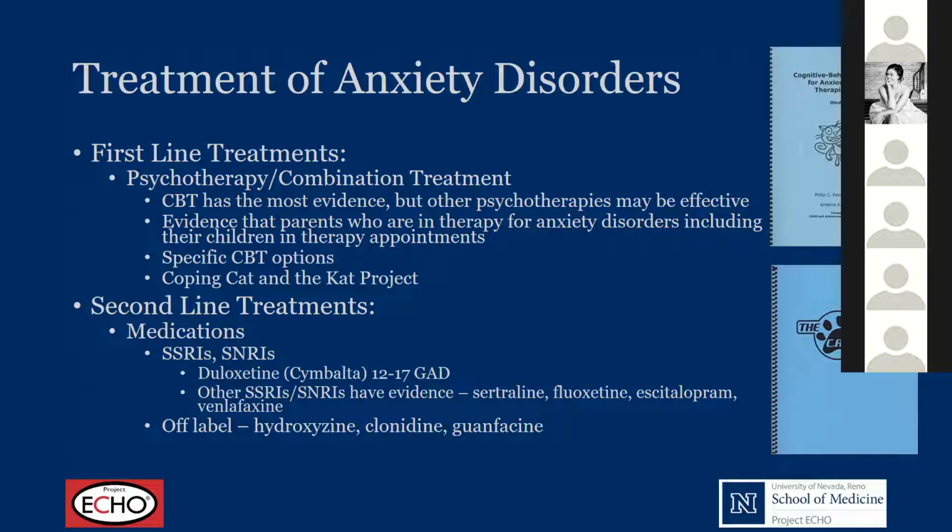When it comes to medications though, our primary mainstay is going to be SSRIs or the SNRIs like duloxetine. Duloxetine has an FDA approval for 12 to 17 for generalized anxiety disorder. Otherwise, there's no FDA approved meds for anxiety disorders in pediatrics. We do have evidence for and support for sertraline, fluoxetine, escitalopram, and venlafaxine. So we can use those.